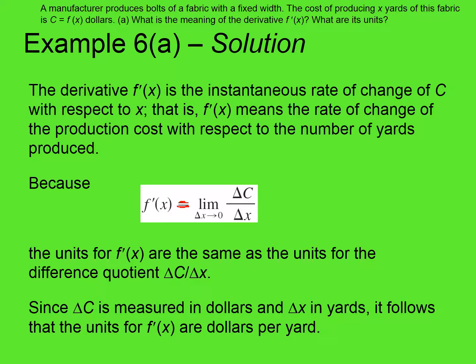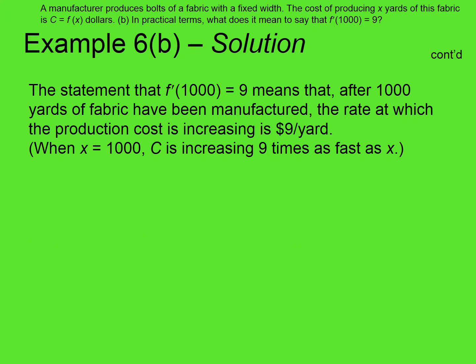Since delta c is measured in dollars and delta x in yards, it follows that the units for f prime of x are dollars per yard. Okay, so next question. In practical terms, what does it mean to say that f prime of 1,000 equals 9?